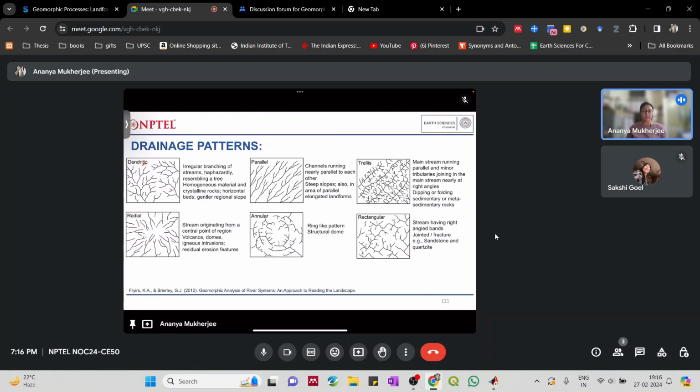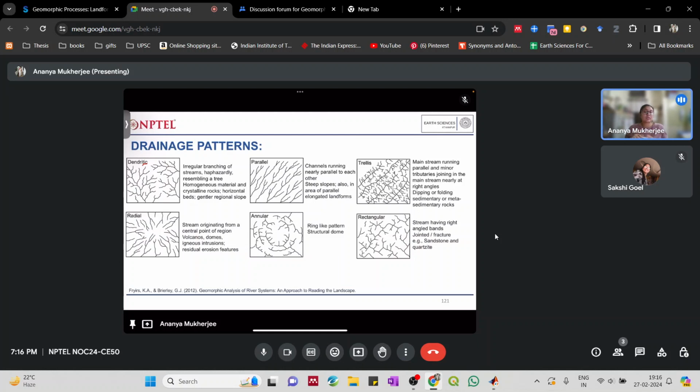Then you have parallel ones. These usually occur in elevated areas, when the rivers are flowing from their origin downwards along steep slopes, and the streams are parallel to each other. These can also be found on the sides of fold mountains, because between the two folds you have an elongated valley kind of region, and because of the parallelly folded mountain sides, you will have parallelly flowing streams.